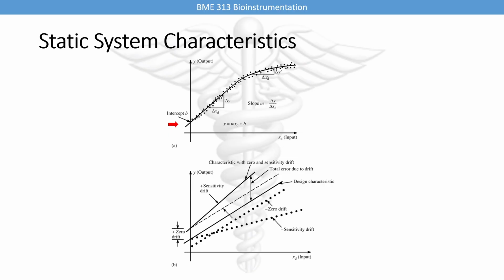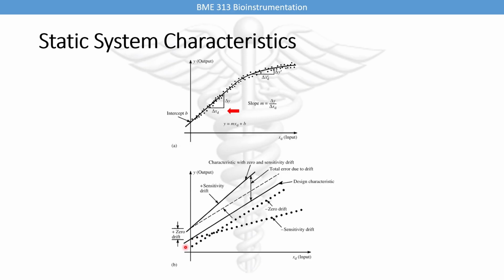In the linear region, the slope, given by delta y/delta x, represents the system's gain. This is the method you will use in future projects. Apply a series of input values, record the corresponding outputs, plot the data, and determine the gain from the slope of the linear regression line.